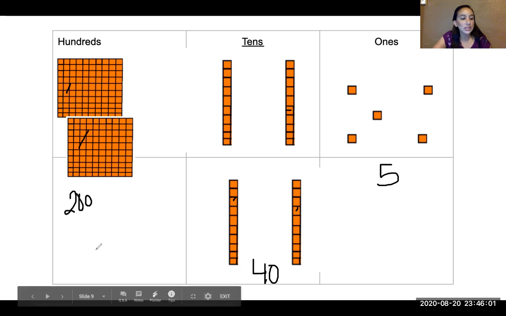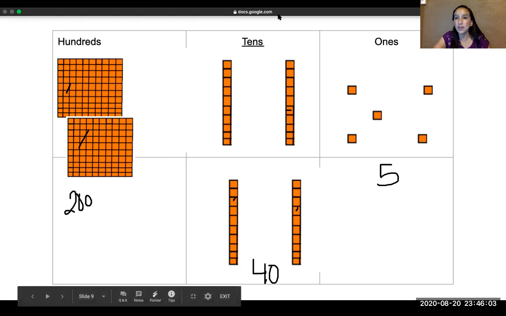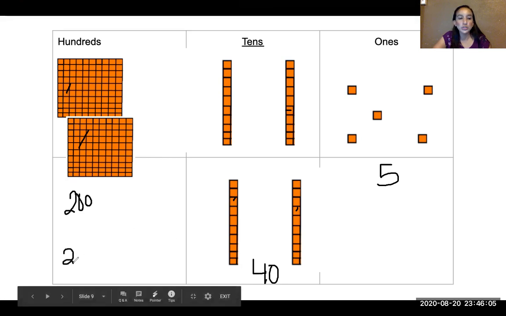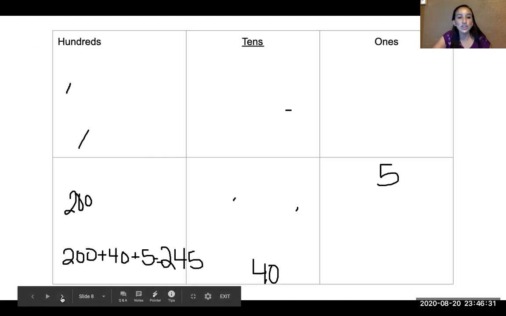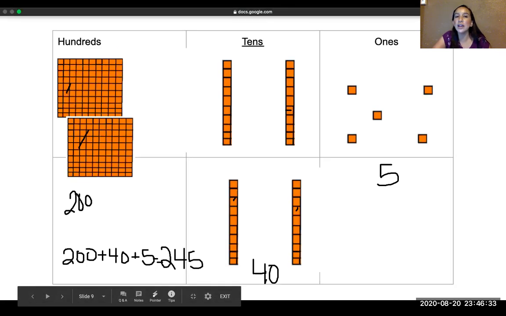And remember, in our expanded form, we're gonna do 200 plus, good, plus 40 plus our 5. And this should give us 245. Good job. Now, is this the number that we were trying to get to when I gave you this challenge? Yes. Good. Very good job. So make sure that we have this ready.